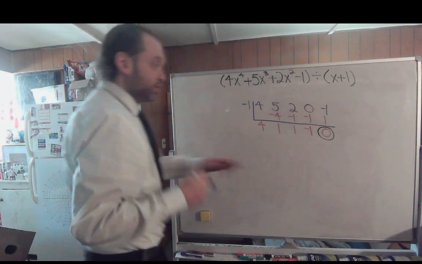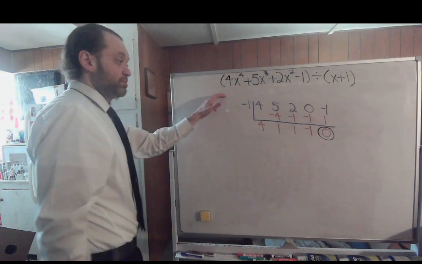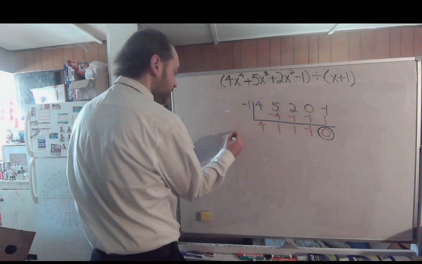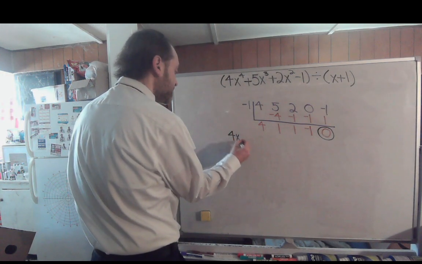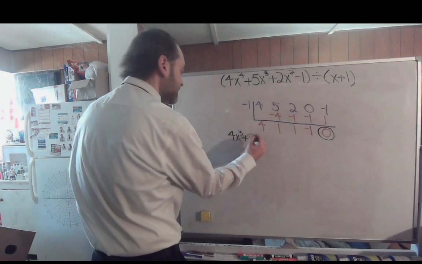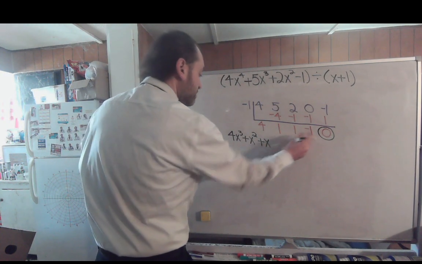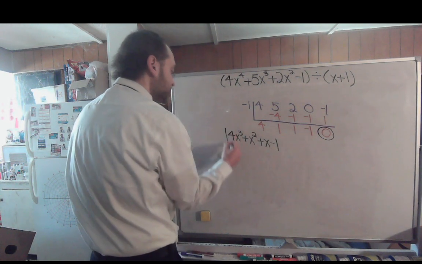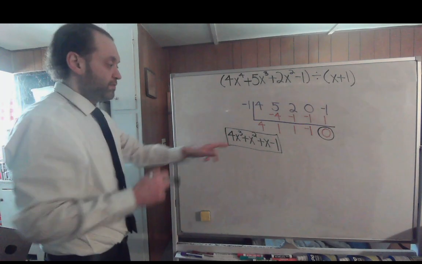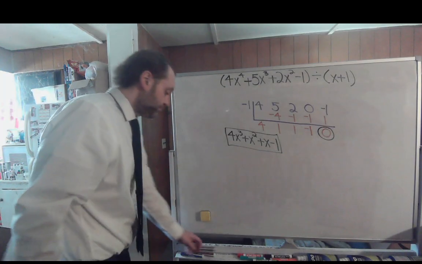Since the remainder is 0, that means x plus 1 is a factor of this polynomial. So the other factor you should get would be 4x to the third plus x to the second plus x, then minus 1. So you end up getting 4x to the third plus x squared plus x minus 1.